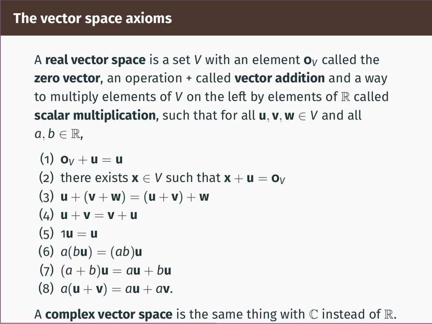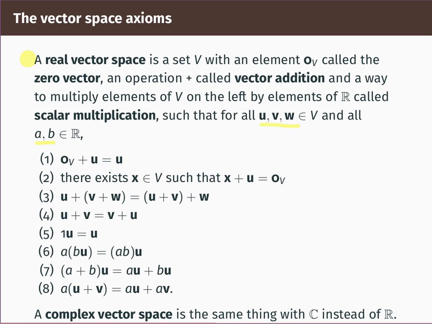So we'll start off with the notion of a real vector space. A real vector space is a set V that contains a special element 0_V called the zero vector, and an operation plus called vector addition, which combines two elements of V into another element of V, and a way to multiply elements of V on the left by elements of R, which is called scalar multiplication, such that the following long list of properties holds. For any three things in our vector space, u, v, and w, and for any two real numbers, a and b, all of the following 8 properties have to hold.